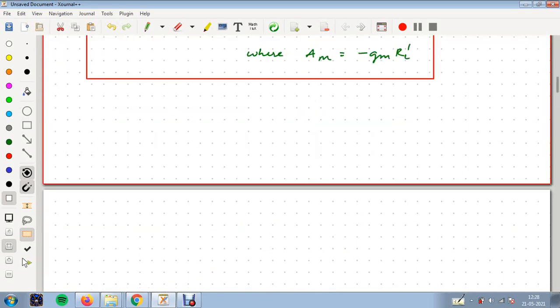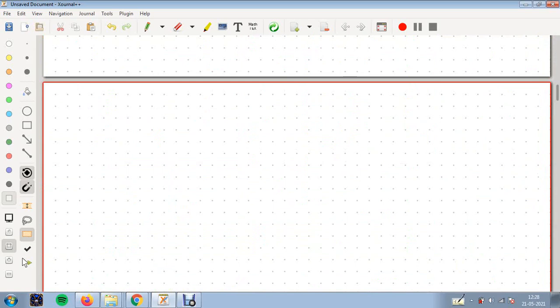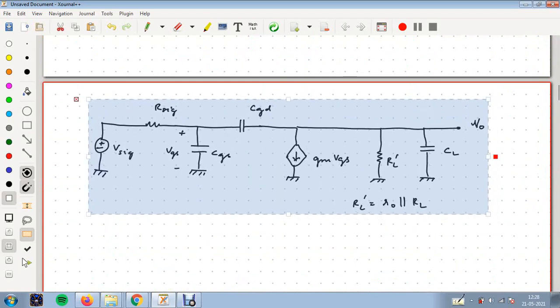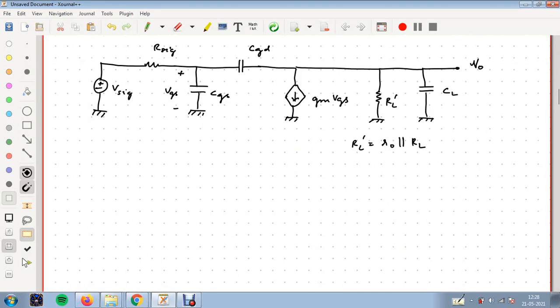Copy. Paste. Okay. So now I'll perform the open circuit time constant method.